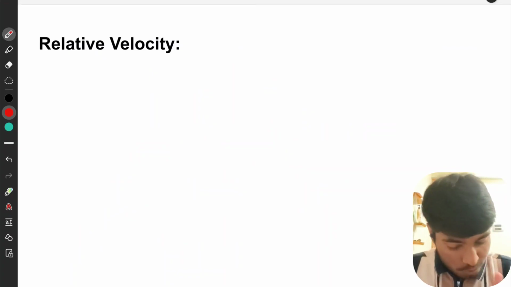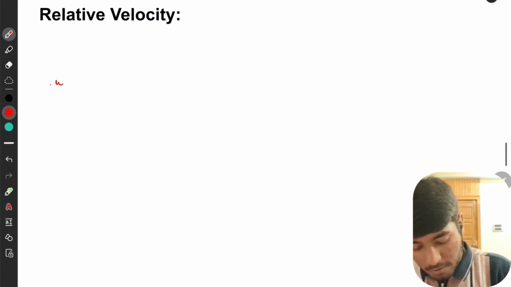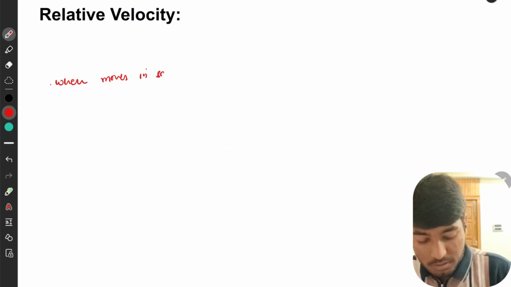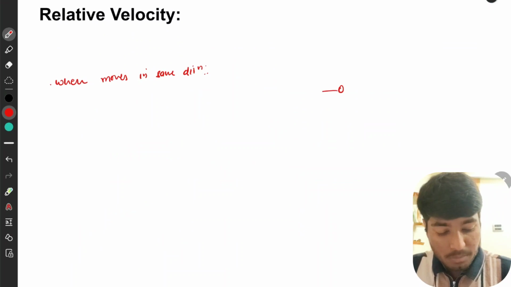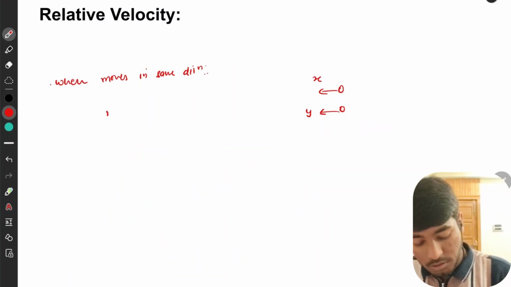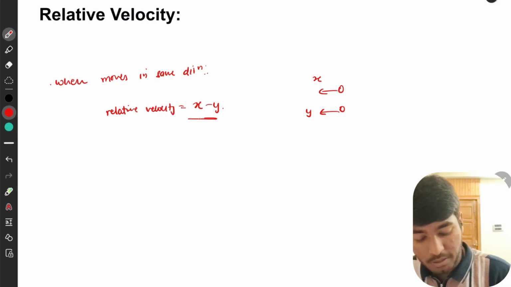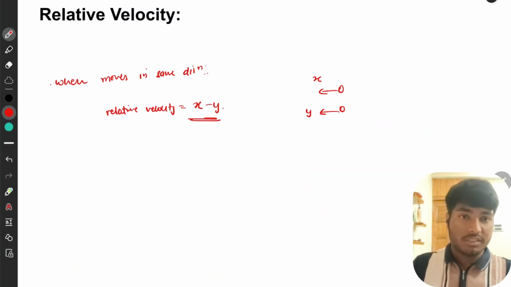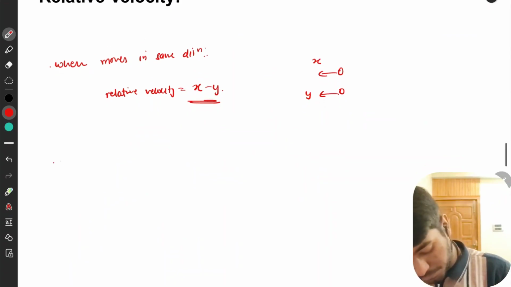Just understand, you have to understand only two things. First, when they move in the same direction: let us say one particle is moving with a velocity x and another particle is moving with a velocity y. The relative velocity will be equal to how much? That will be x minus y. Remember, when both are in the same direction, it is x minus y.